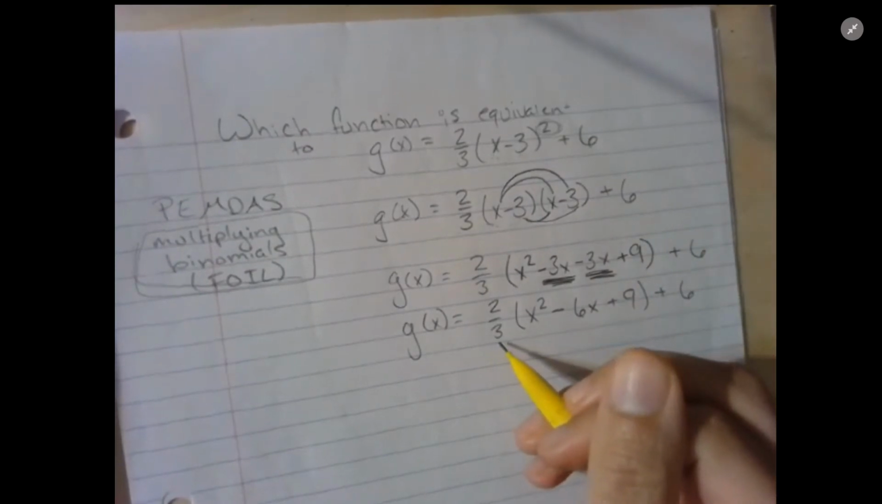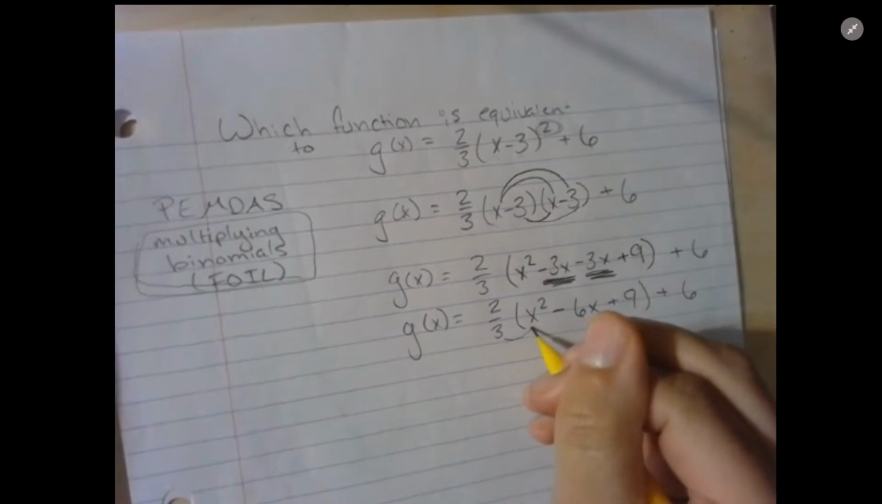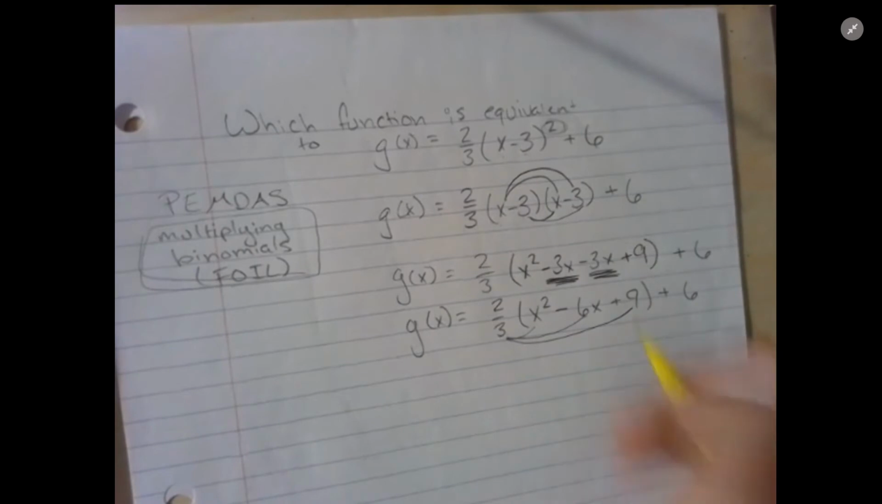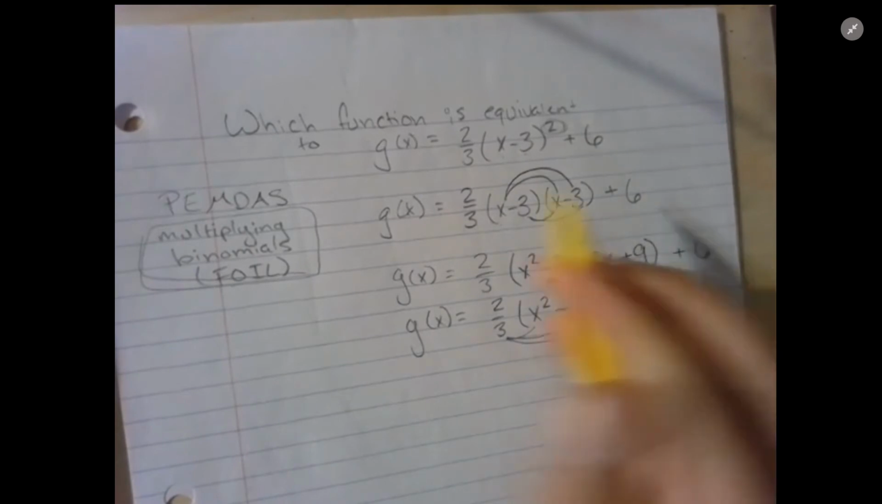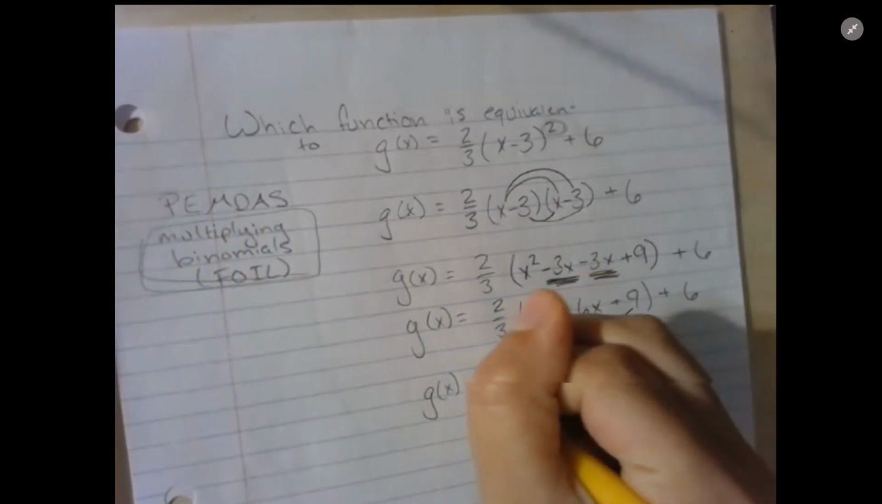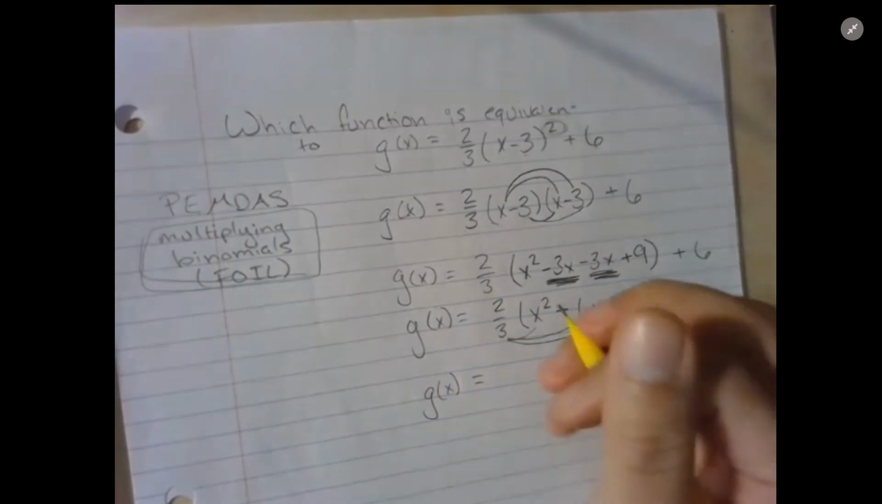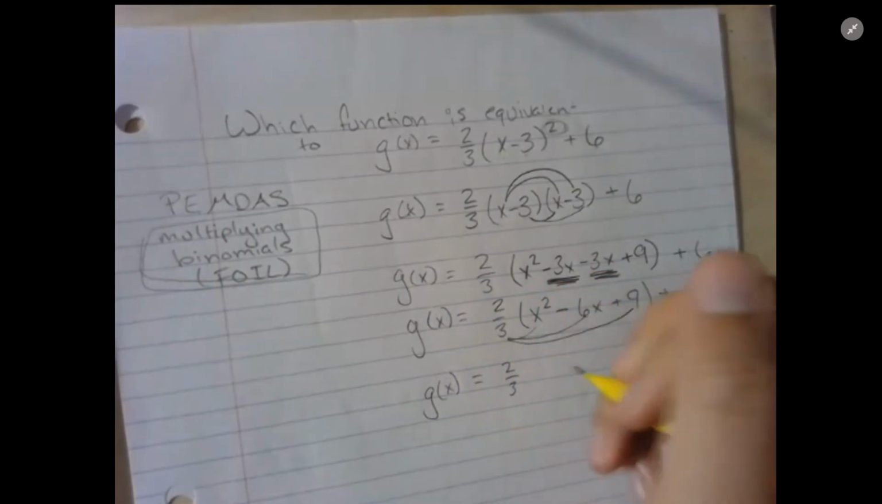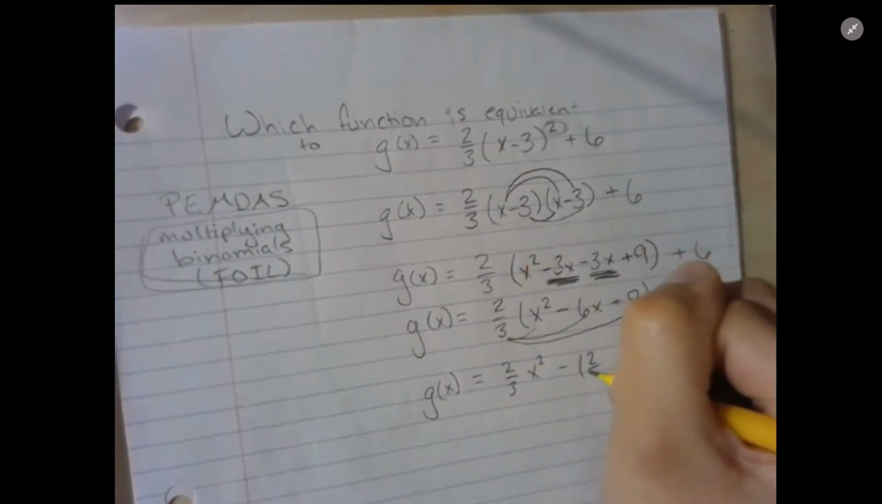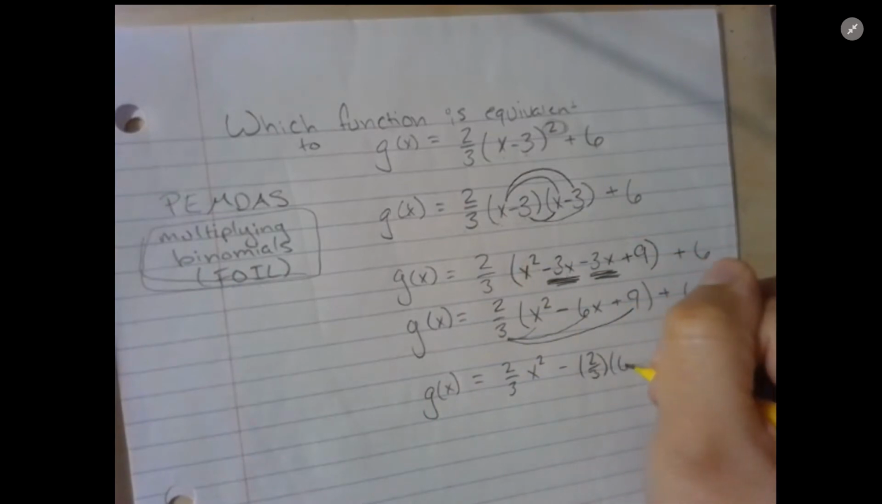I need to distribute in 2/3 now that I've combined my like terms. So I just multiply that by each term in here. Again, I simplified my parentheses. Exponents are done. There are no more exponents, so now I'm multiplying through. I get 2/3 x squared minus 2/3 times 6x. You don't have to know what it is just yet. Plus 2/3 times 9. Plus, don't forget about your plus 6 at the end.